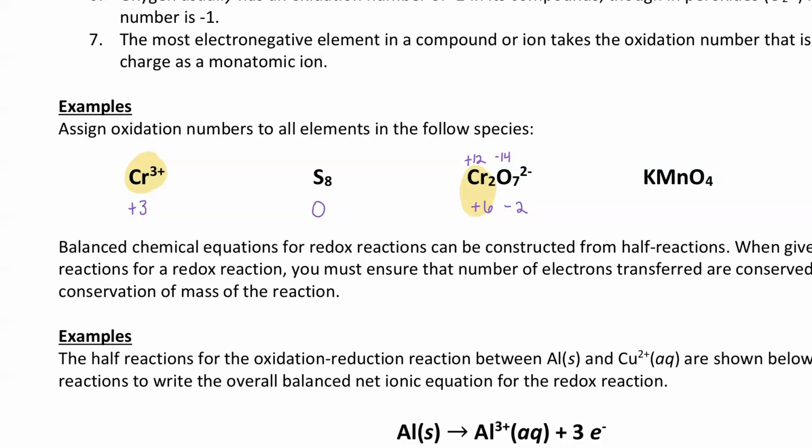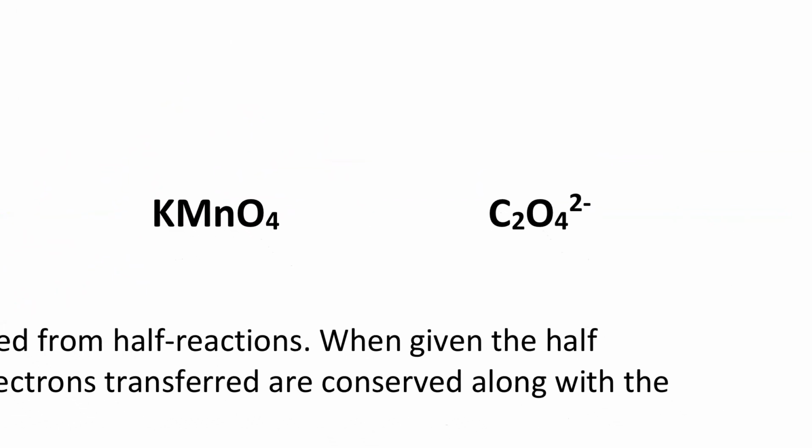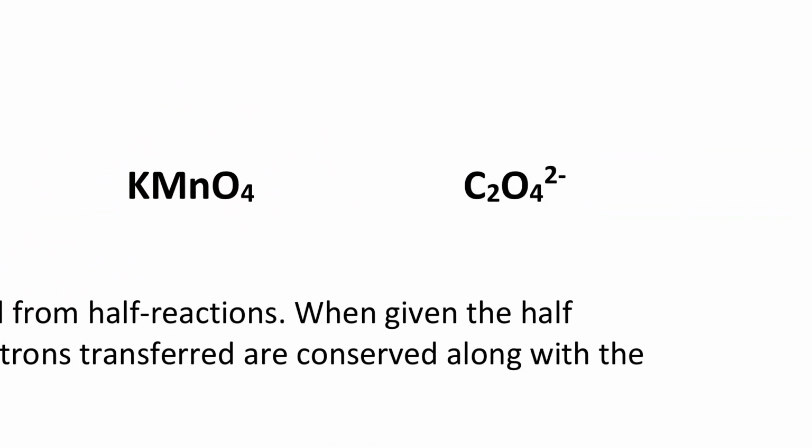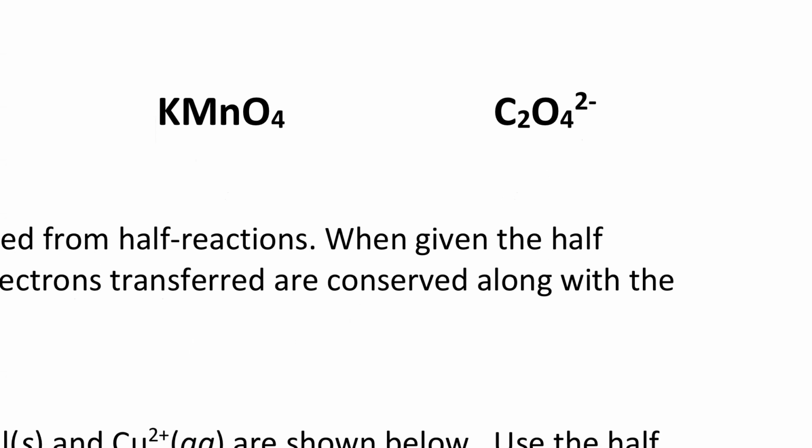Great. Potassium permanganate, KMnO4. What do you want to start with? Oxygen? What if I say I want to start with potassium? Can I do that? What do you know about potassium? It's a group 1 metal. What do we know about oxidation numbers of group 1 metals in compounds? They're always +1. So it doesn't matter.